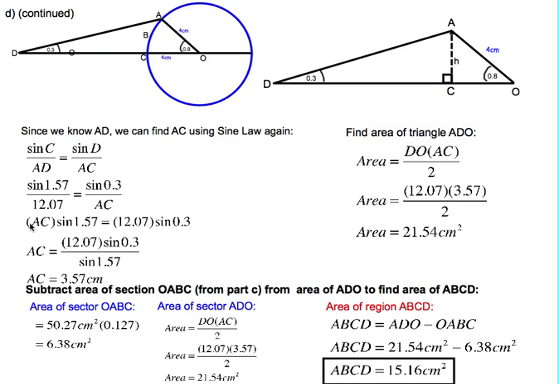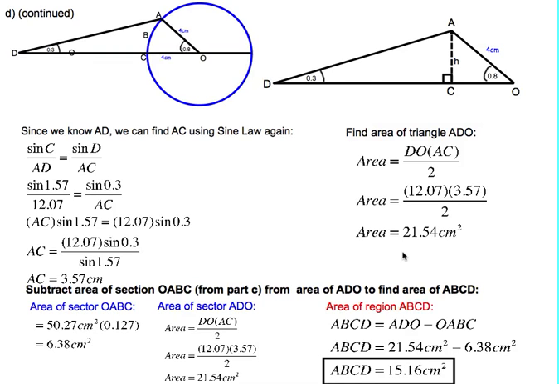So when we calculate it, we rearrange it so that we isolate AC. We find that the height, or AC, is 3.57 centimeters. The reason we're finding the height of the triangle is so that we can find the area of this triangle. We already know the length of the base. So when we know the height, we simply use base times height divided by 2. By doing that, we get 12.07, which is the length of DO, times AC, which is 3.57. Divide that by 2, and we get 21.54 centimeters squared.